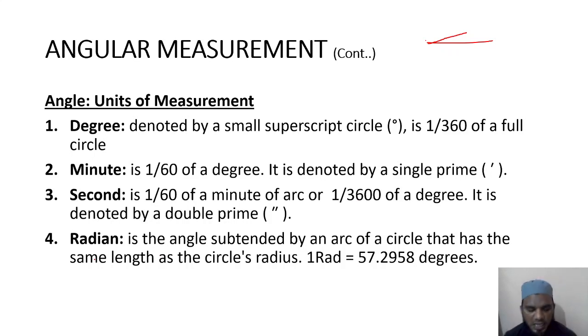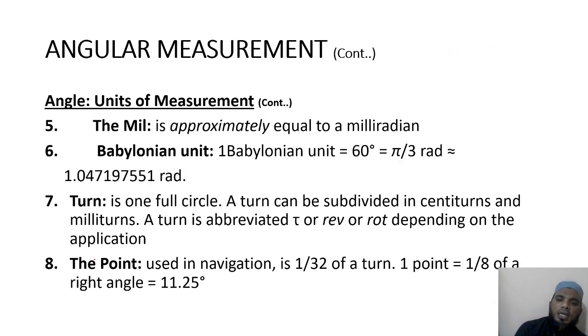So next is radians. Degrees are generally converted to radians by multiplying by pi by 180. That will give you the radian value. 1 radian is equal to 57.298 degrees. Next, the milli unit gives milliradians. The sextant unit is 60 degrees, which is equal to pi by 3. Pi is 180, 180 by 3 is 60. That is approximately equal to 1.04719 radians. A turn is one full circle.